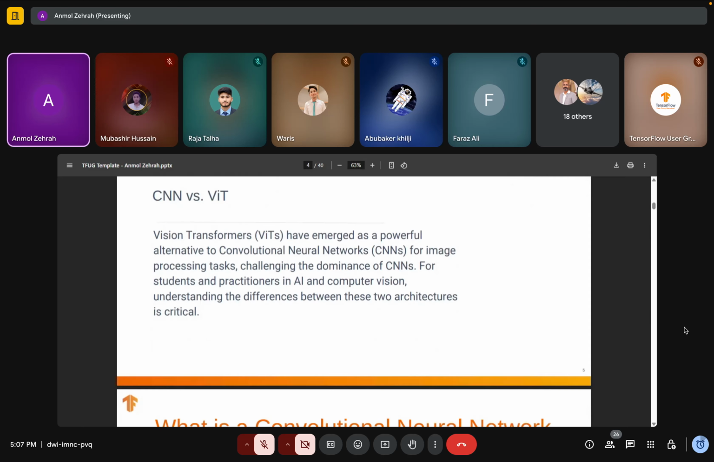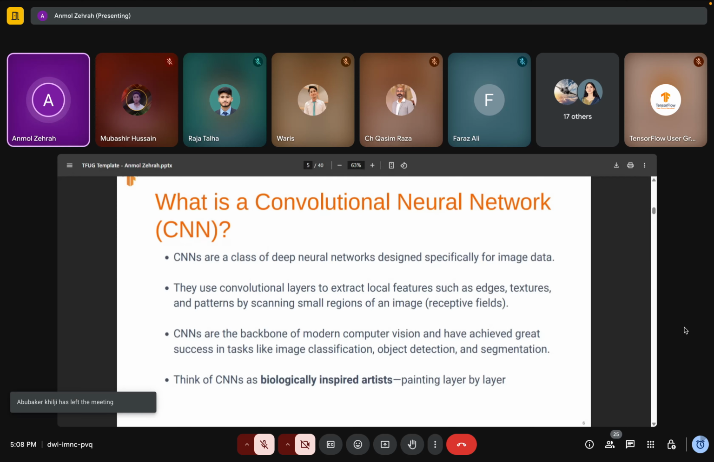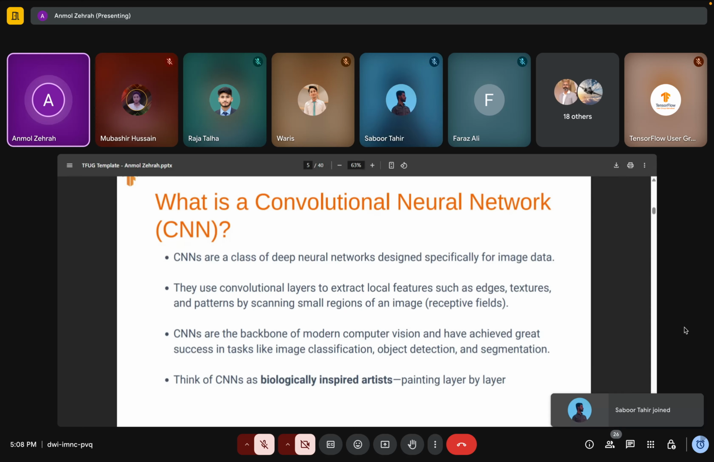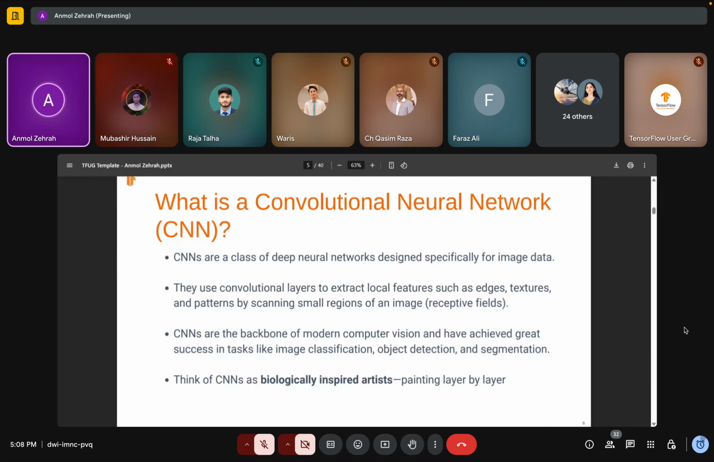So let's start with the basics: what is a convolutional neural network, or CNN? CNNs were designed for working with image data. How they operate is that they scan different small regions of an image, and those regions are known as receptive fields. And how do they scan? They scan through filters. Now, what do these filters do?